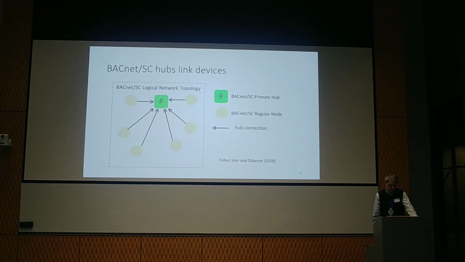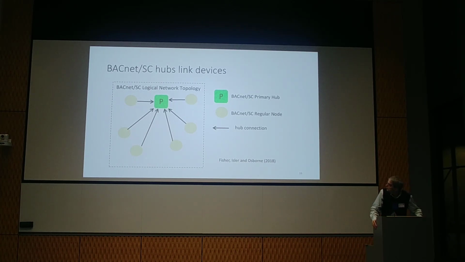So let's talk about the architecture of BACnet SC networks. A key part of any BACnet SC network is what we call a hub. And you can think of a hub as being a little bit similar to a BBMD in that it relays all broadcast messages between devices, but a hub has a lot more capabilities than just relaying broadcast messages. It can also relay messages that are from one device to another specific device in the network.